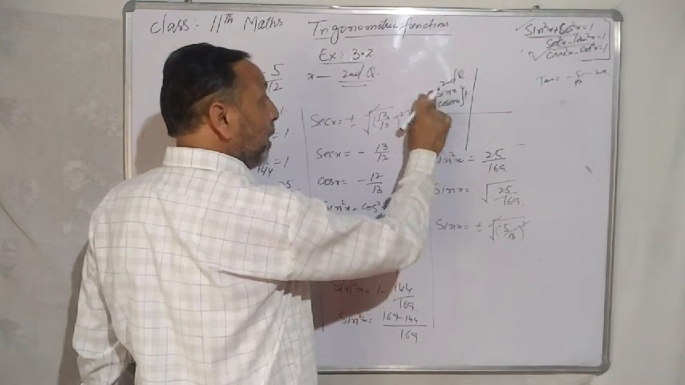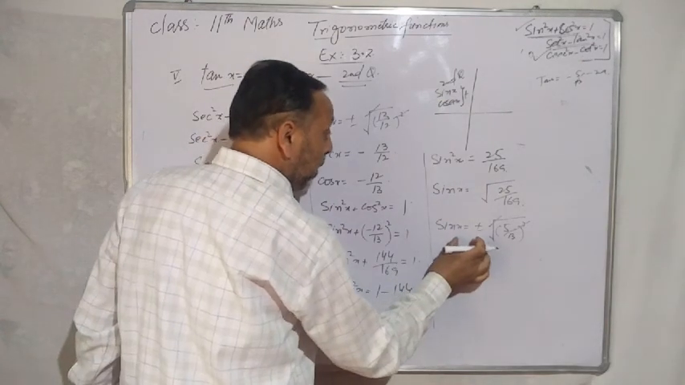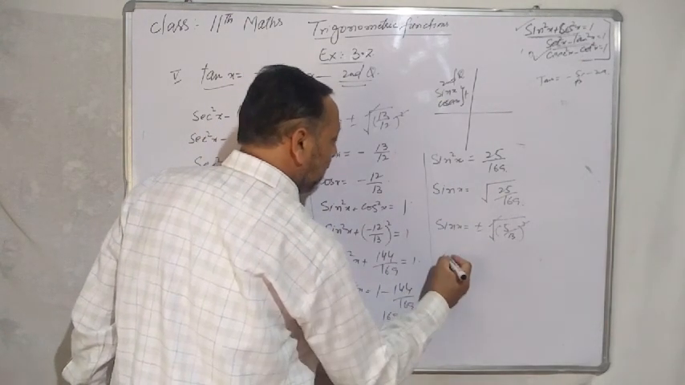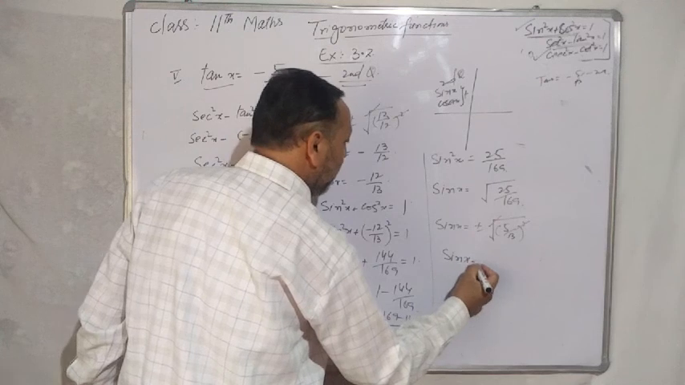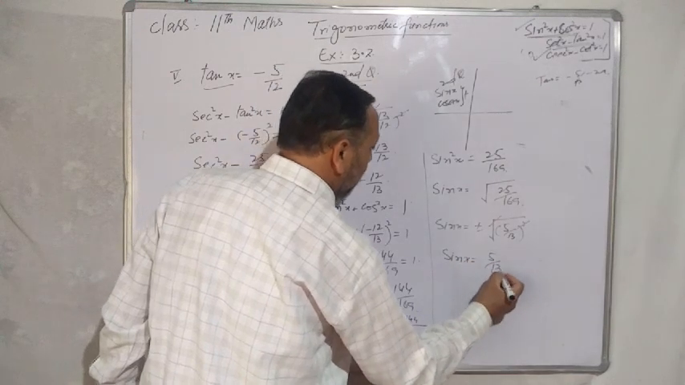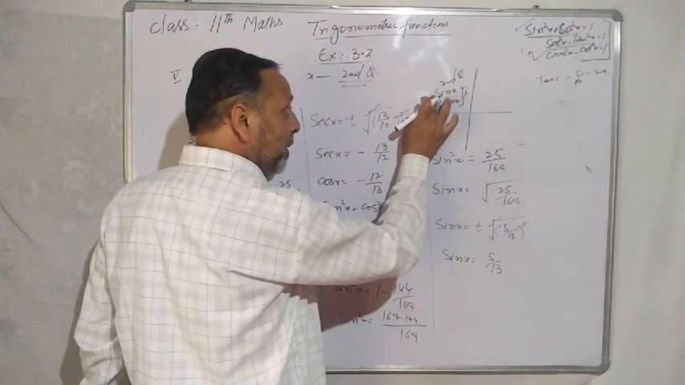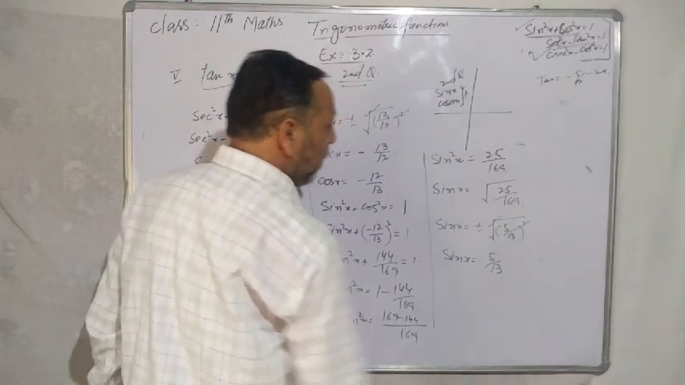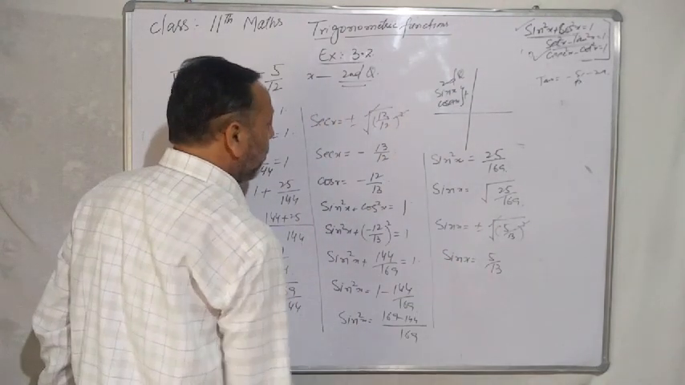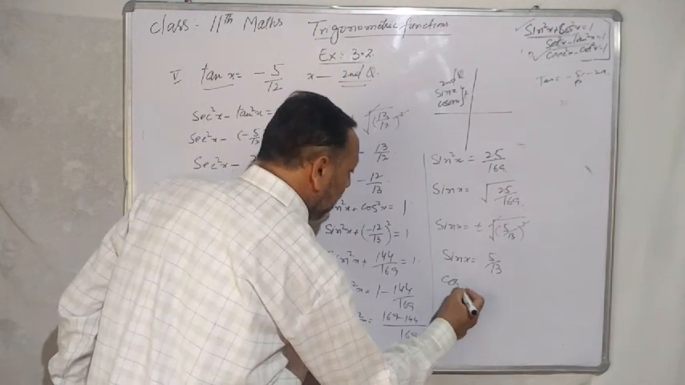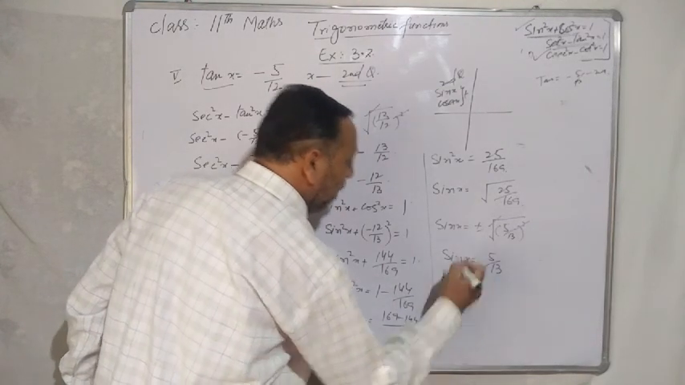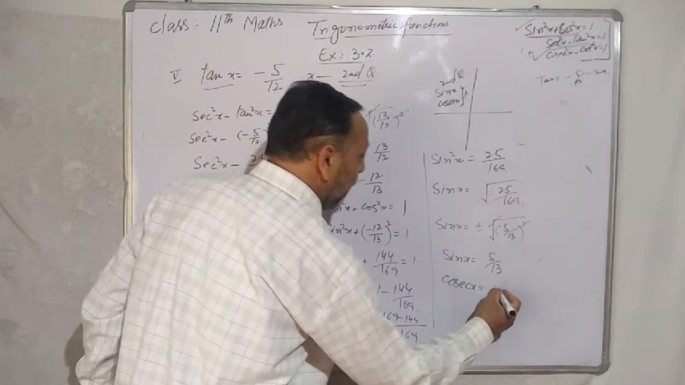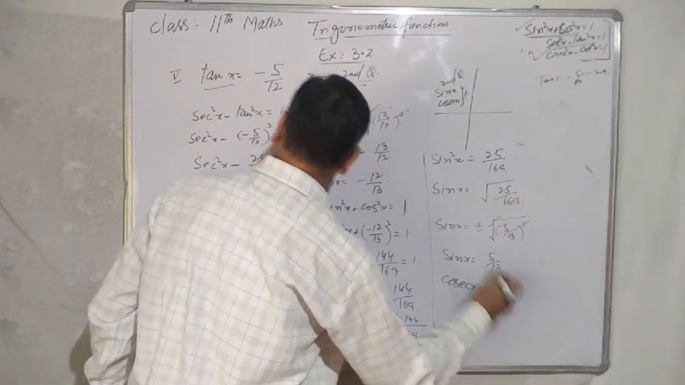Now it lies in the second quadrant. That means sin and cosec are positive. That means you have to take the positive value of sin x. So here sin x is equal to 5 by 13. Because it lies in the second quadrant, and in the second quadrant sin and cosec are positive, therefore the positive value of sin will be taken. Now sin we know, so we will find cosec. Now, cosec x is equal to the inverse of sin, it is 13 by 5.